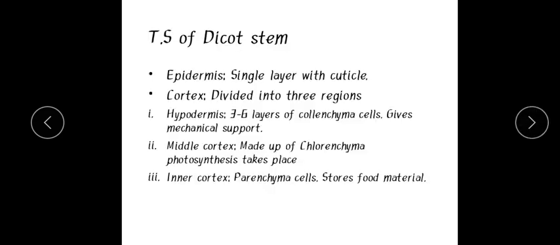Okay, let's have a recap of what we have learned. Here, epidermis is going to be a single layer which is going to have the cuticle. Okay, the cortex is divided into three regions, namely hypodermis, middle cortex and inner cortex. Hypodermis is going to have 3 to 6 layers of collenchyma cells which give mechanical support. Next, middle cortex, which is made up of chlorenchyma. Here photosynthesis takes place. Inner to that is the inner cortex, which is made up of parenchyma cells. Here it stores the food materials, nothing but the starch.